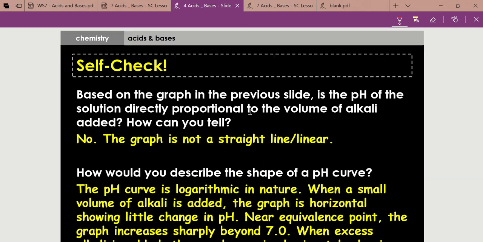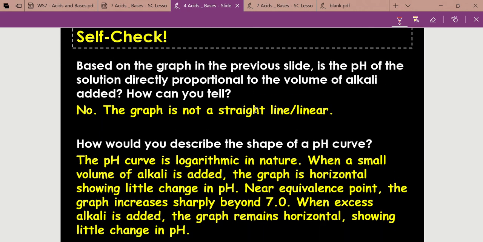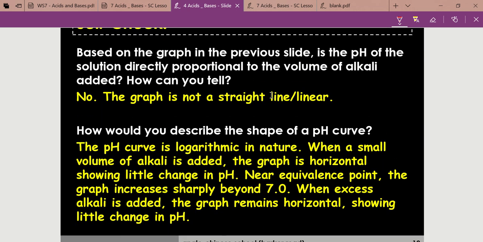So if you look at the self-check, look at the questions below. Based on the graph in the previous slide, is pH directly proportional? Whenever you see the phrase directly proportional, it is actually talking about whether it is a linear graph or not, right? So they are asking, is the graph linear? We went through just now, it isn't. Instead, it is logarithmic in nature.